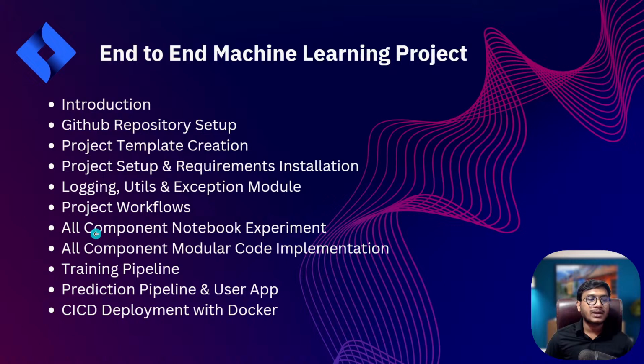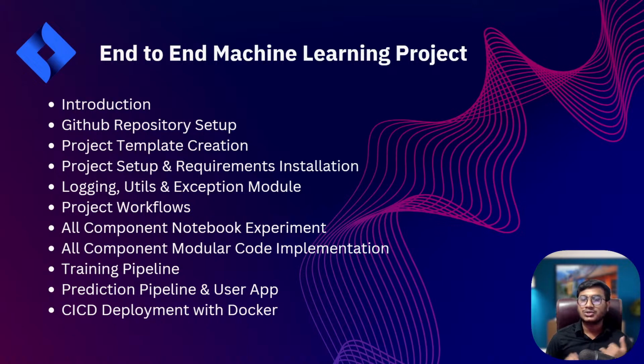Then we'll be implementing all the components in our Jupyter notebook first of all, because I know that you are already familiar with Jupyter notebook implementation, right? If I show you the notebook implementation at the very first, it will be clearer in your mind how we can use the same code for the pipeline implementation, that means the modular coding implementation. That's why I kept this section. We'll first implement all the components as Jupyter notebook experiments, right?